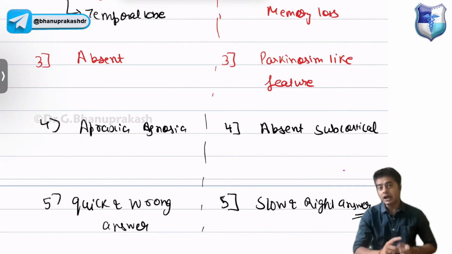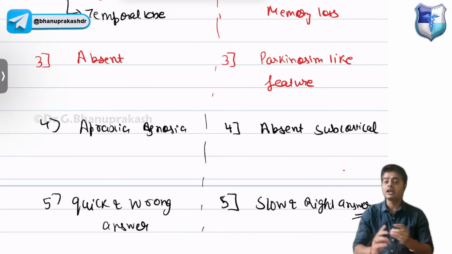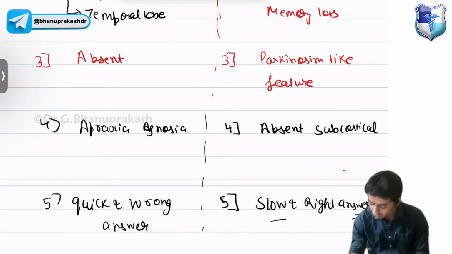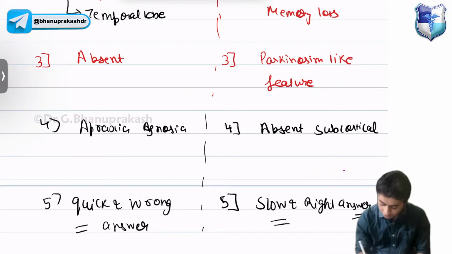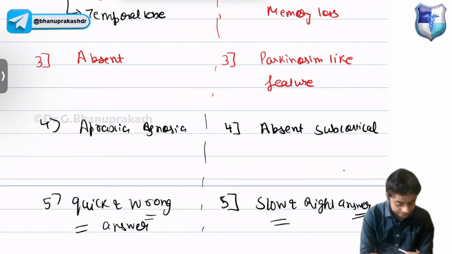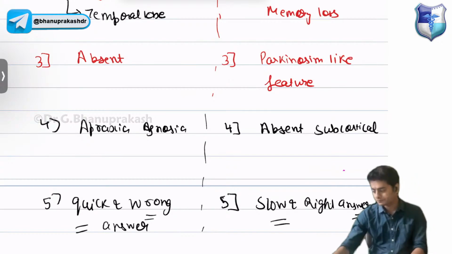He will answer fast. But when you ask this question to a patient of subcortical dementia, he will first take his time, reply slowly, and after some time say, I live in Delhi. So subcortical gives you a slow and right answer. Cortical gives a quick and wrong answer. Take care, everyone.